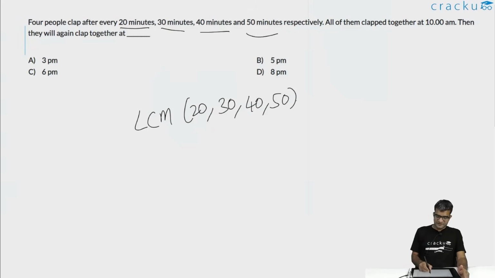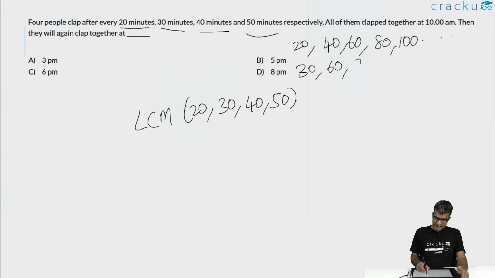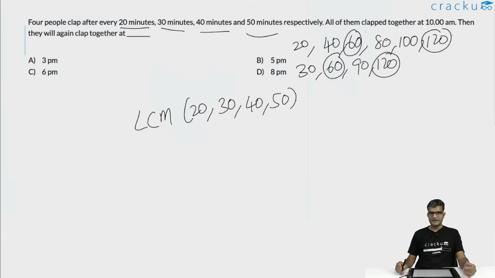Why is that the case? Because the first guy will clap after 20 minutes, 40 minutes, 60 minutes, 80 minutes, 100 minutes and so on. The second guy will clap after every 30 minutes, 60 minutes, 90 minutes, 120 minutes and so on. So both of them will clap together after every 60 minutes, next after every 120 minutes and so on. This is the LCM, or the least common multiple, of 20 and 30. When all 4 of them are clapping, that number has to be a multiple of 20, 30, 40 and 50.